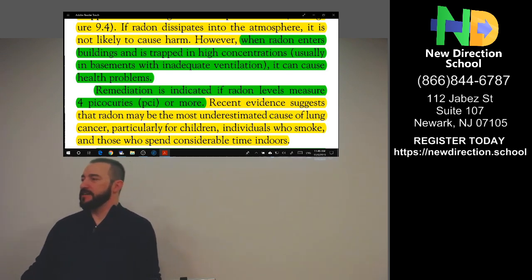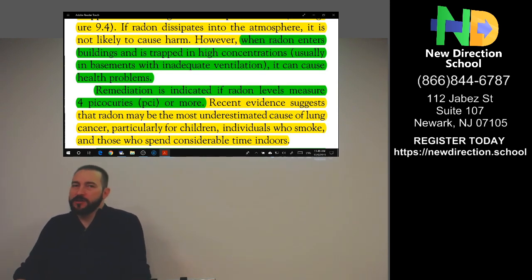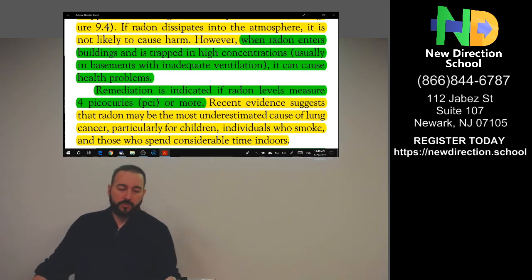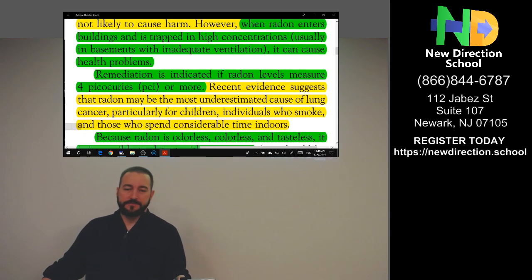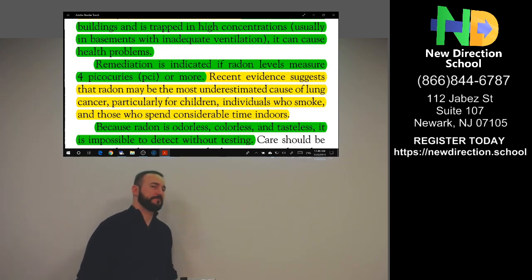Look what it says. Recent evidence suggests that radon may be the most underestimated cause of lung cancer, particularly for children, individuals who smoke, and those who spend considerable time indoors. Just one more thing before I make a statement. It says right here, because radon is odorless, colorless, and tasteless, it is impossible to detect without testing.